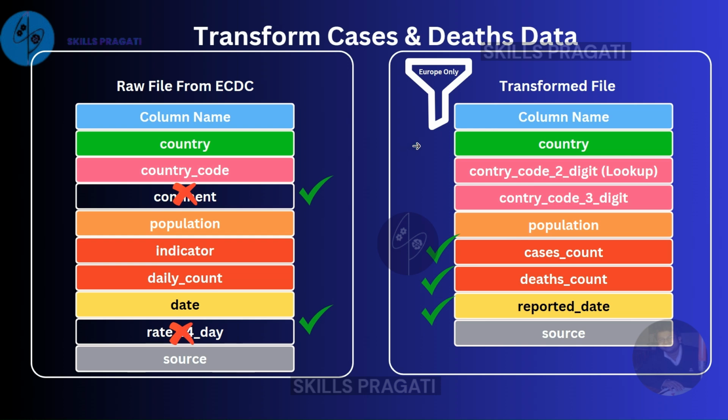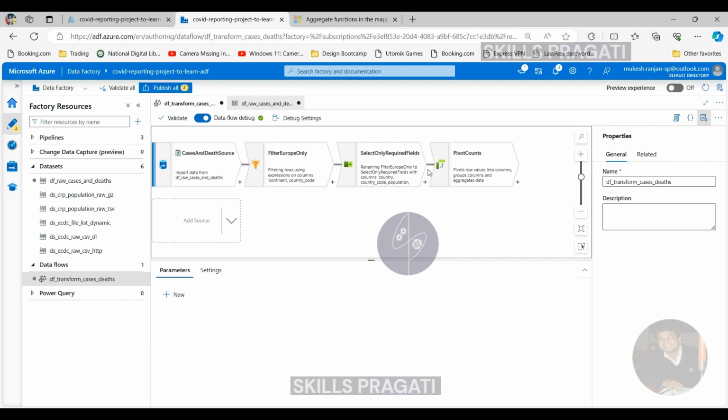Welcome back. In the last lesson, we used the pivot transformation to create our case count and death count columns. But the one thing we've got left to do is create this country code 2-digit column, because we've got the country and the 3-digit country code, but we don't have the 2-digit country code. So we use a lookup transformation to get the 2-digit country code from the lookup file that we uploaded into our storage account. Let's switch over to the Azure portal and get started.